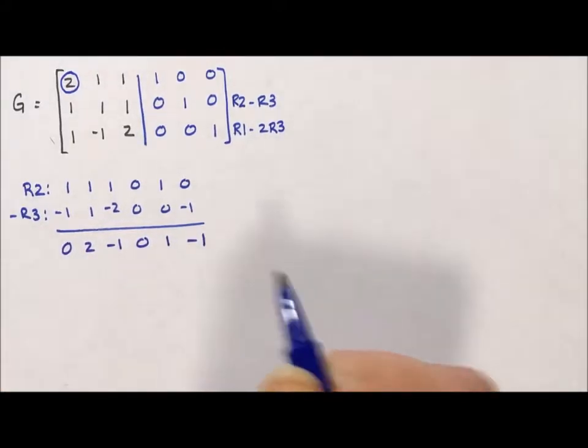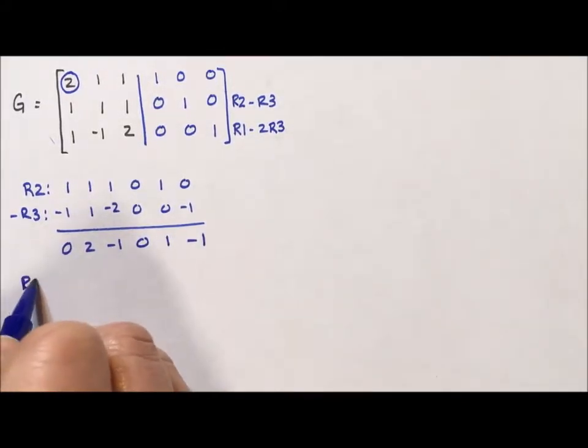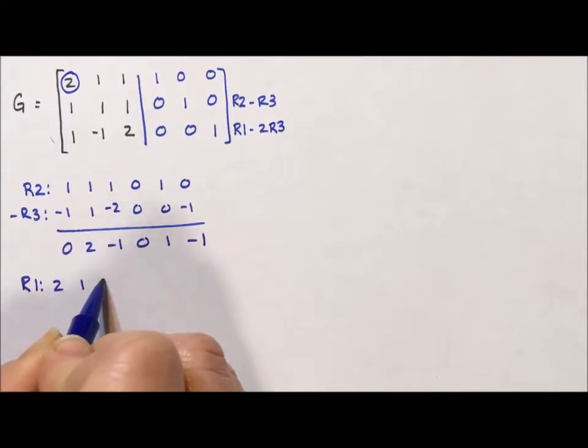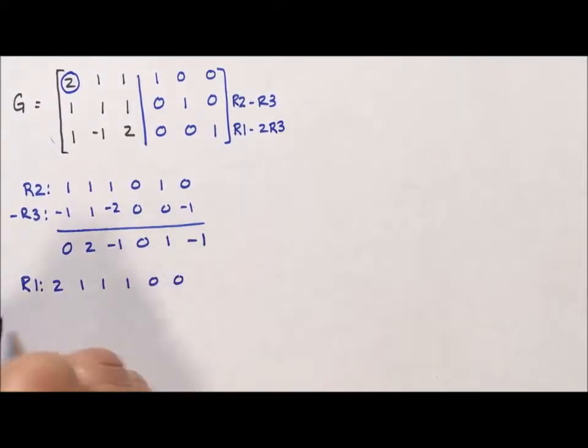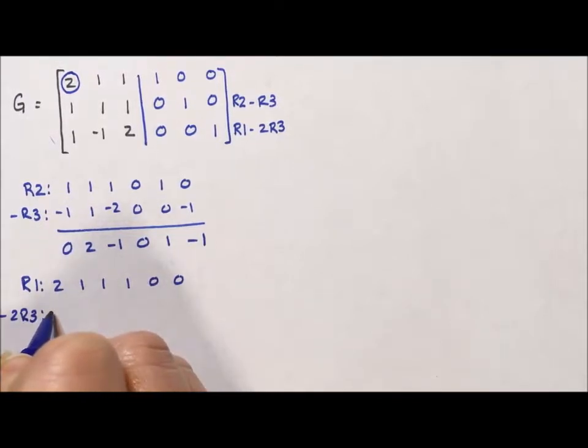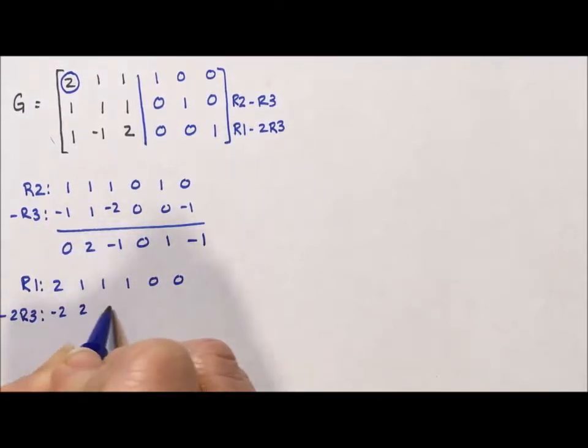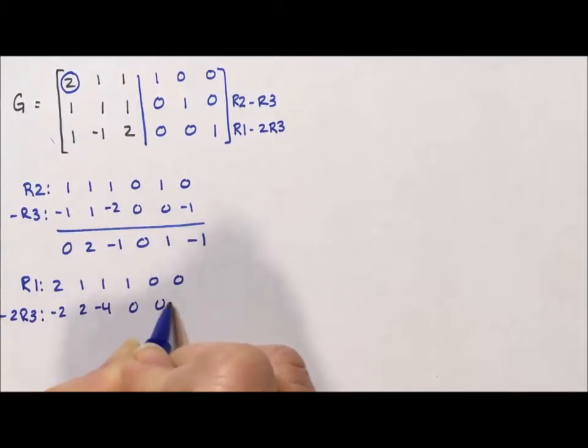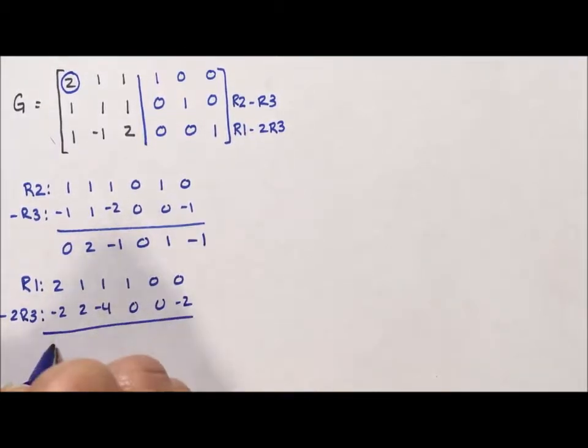All right, then I'm going to take row 1, 2, 1, 1, 1, 0, 0, subtract 2 times row 3, minus 2, 2 minus 4, 0, 0, negative 2, 0, 3, negative 3, 1, 0, negative 2.